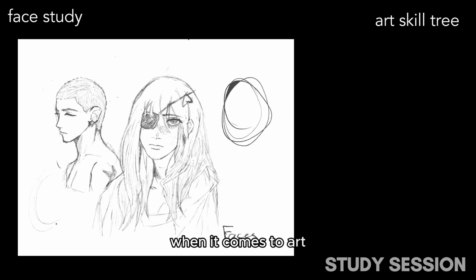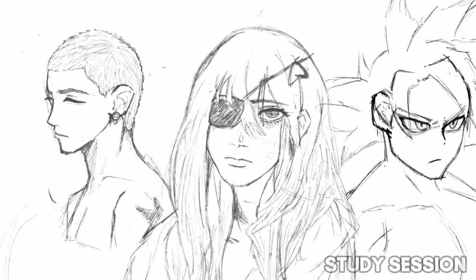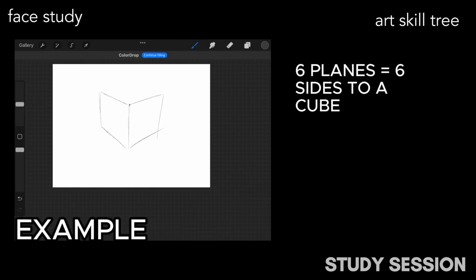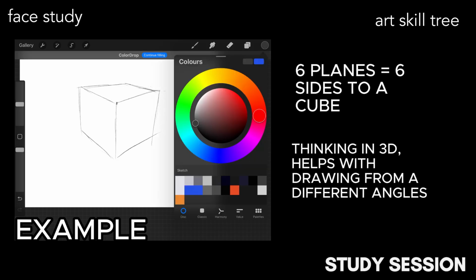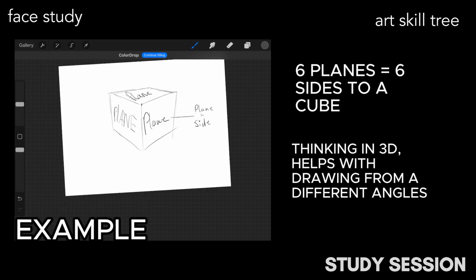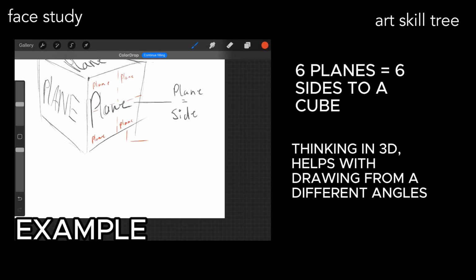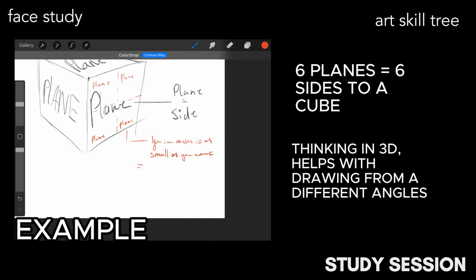When it comes to art, you want to see the world in planes instead of flat, two-dimensional shapes. If we take a look at a cube, for example, we can see that it has 6 planes. Each side of the cube is equal to a plane essentially. You could break this up into even smaller ones, but a better shape to show you that is a ball. So let's take that as an example.